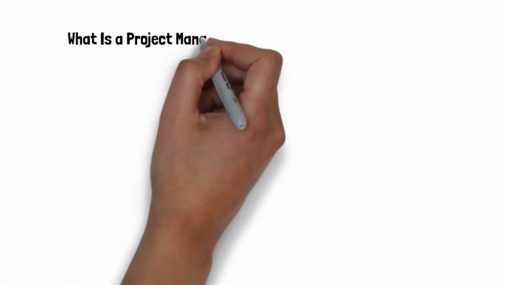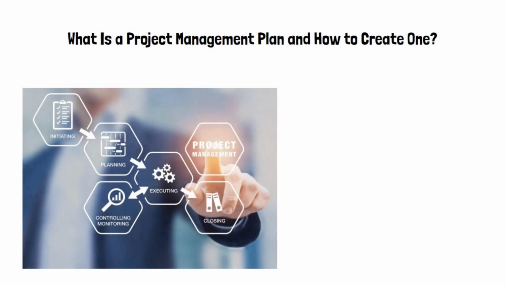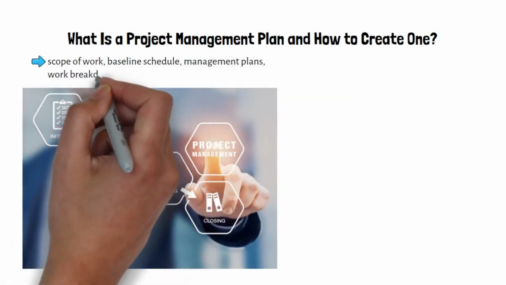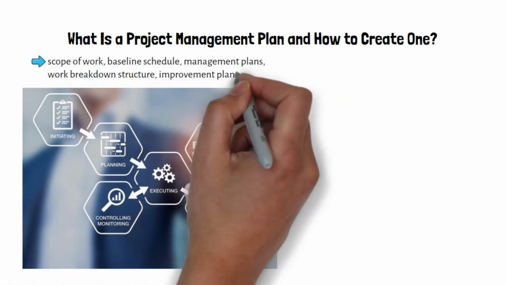What is a project management plan and how to create one? A project management plan is a comprehensive project document that involves many complementary sub-documents such as the scope of work, baseline schedule, management plans, work breakdown structure, improvement plans, and more.